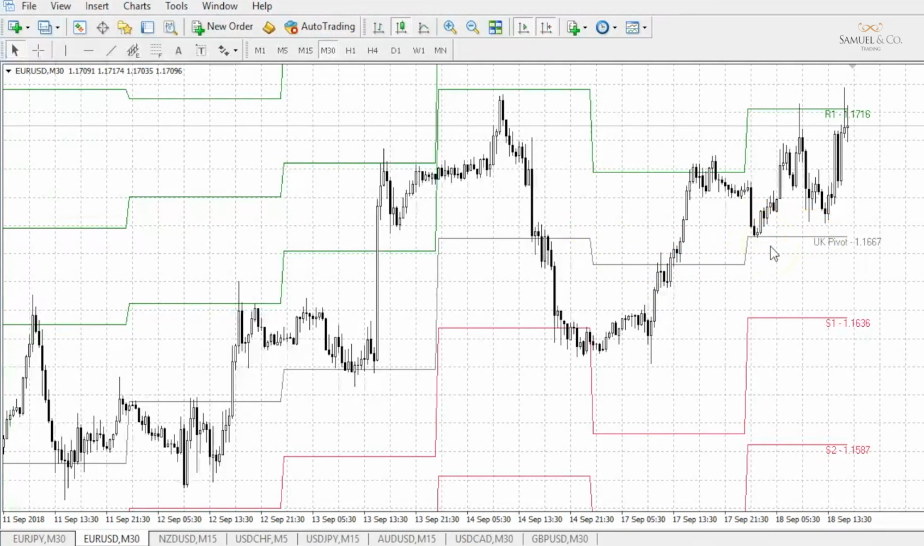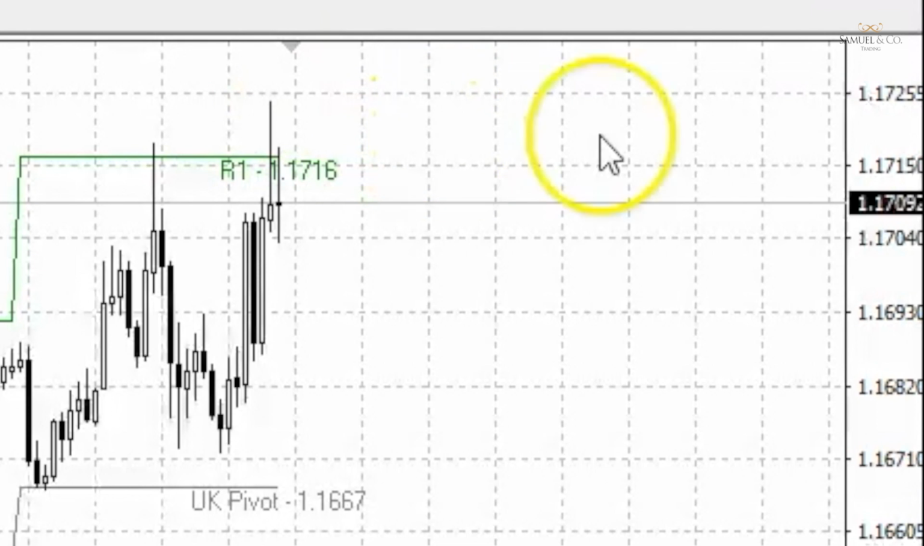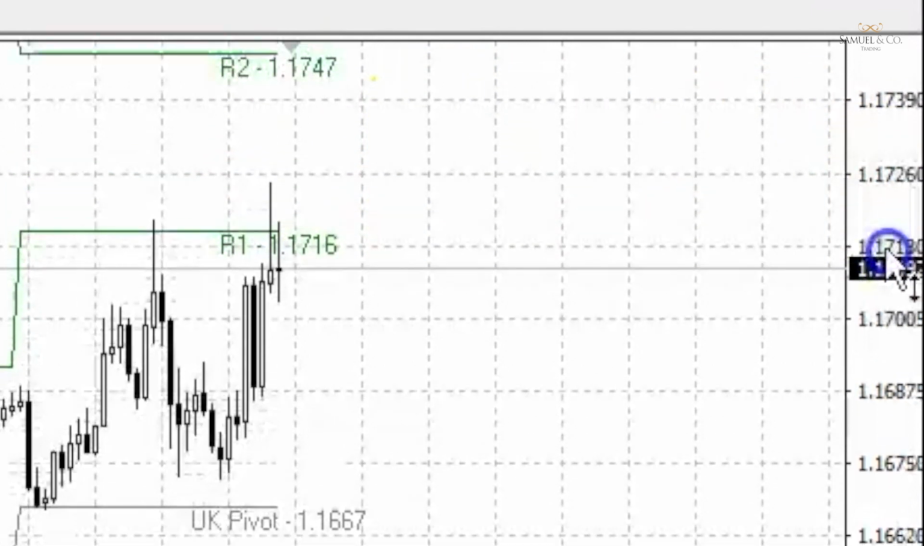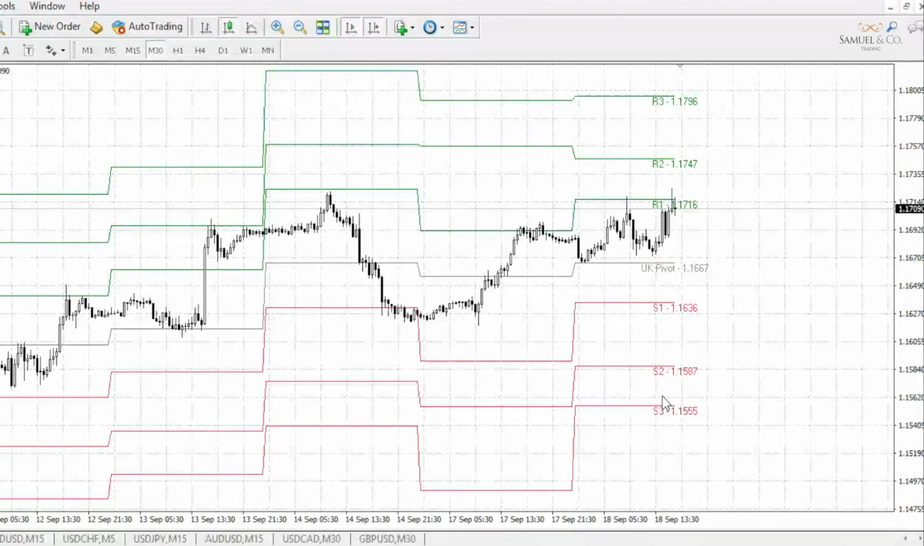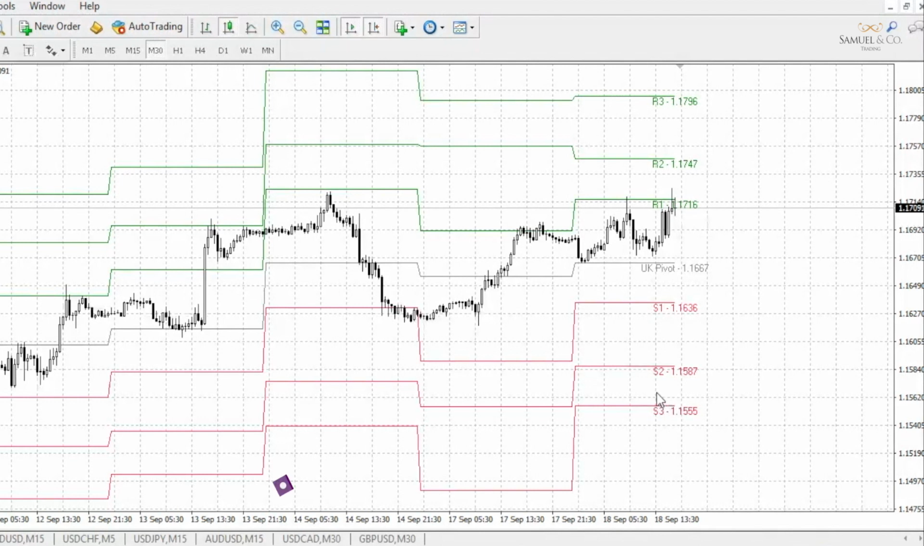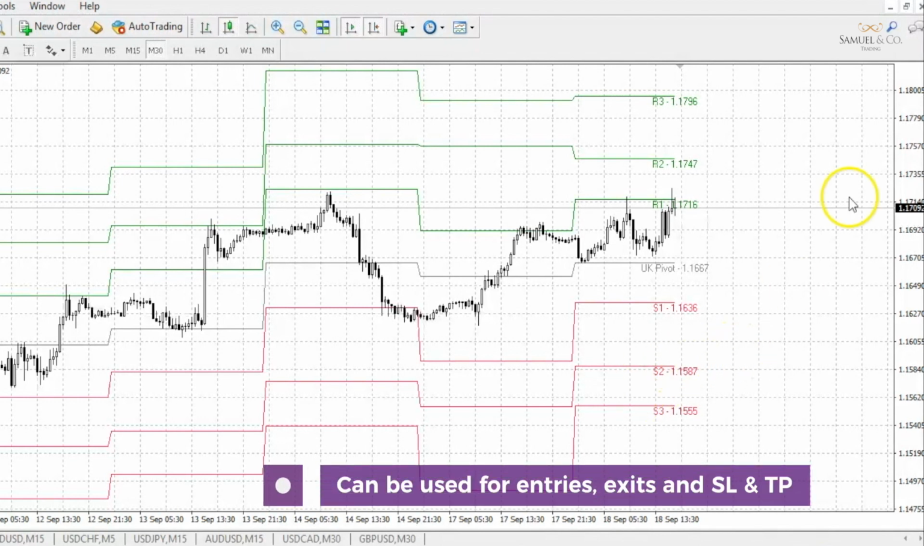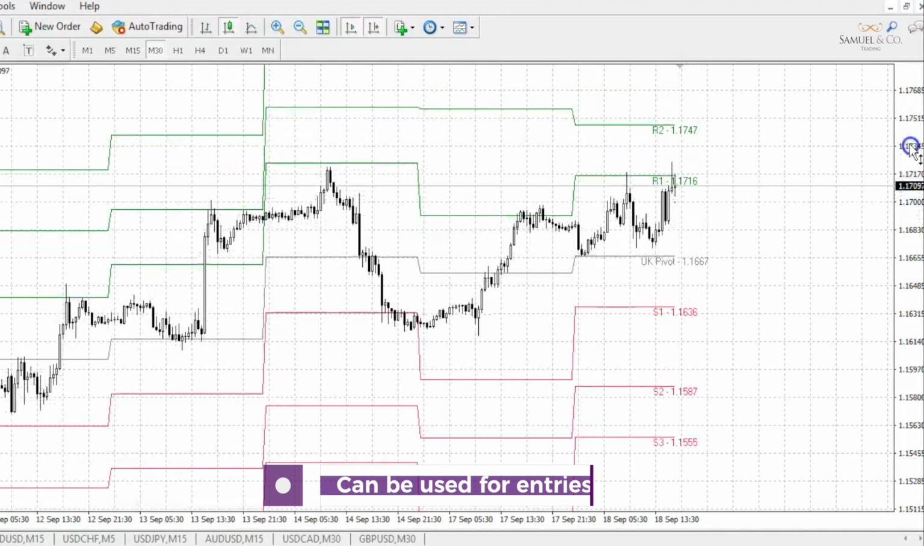Data from the previous day's trading range is used as an input to generate other pivot levels, and we call these pivots above the UK pivot our resistance levels. So as I drag down, you'll be able to see R1, R2 and R3, which stand for resistance 1, 2 and 3, and 3 support lines below: S1, S2 and S3. Traders may use these levels for assistance when seeking entries and exits and potential stop loss zones.